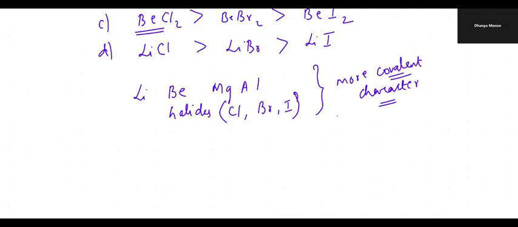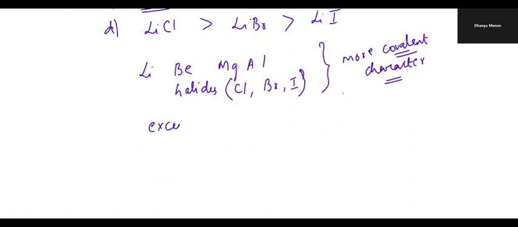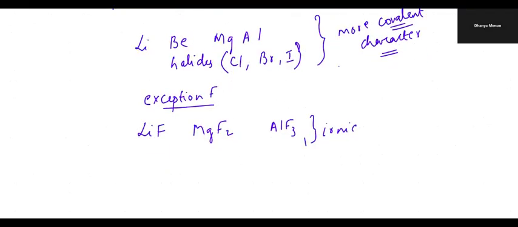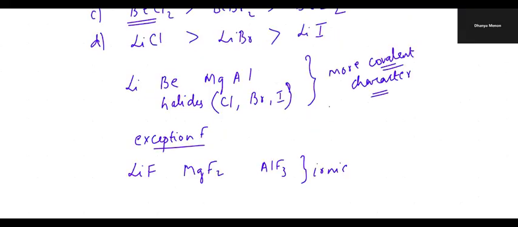And I told you one exception here also. An exception to this is fluoride. So if I take lithium fluoride, magnesium fluoride, aluminum fluoride, all these display more ionic character. Okay, here also one more exception is there. So these are the exceptions that you have to memorize. Okay, so lithium, beryllium, magnesium, and aluminum, the halides. Halides means chloride, bromide, and iodide.